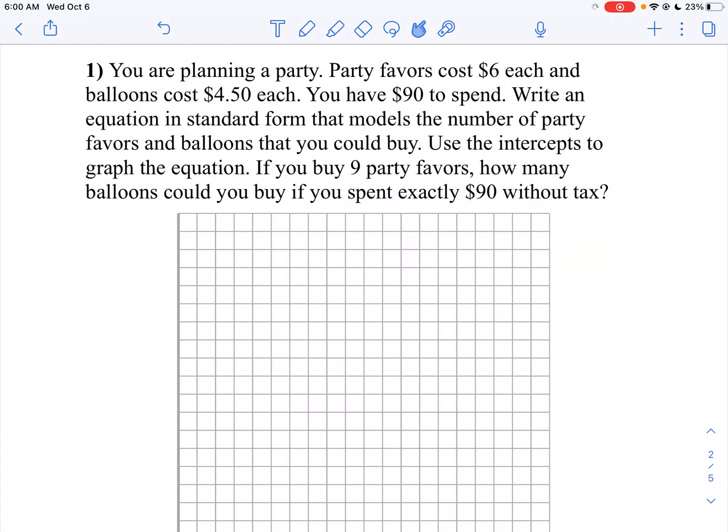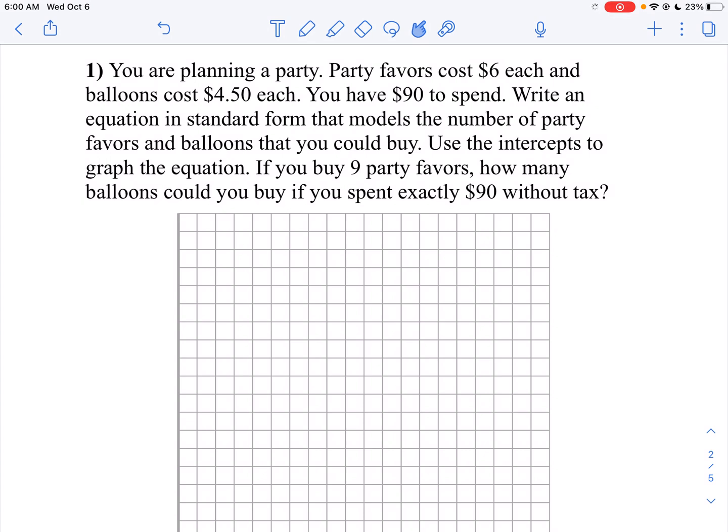Here we have an application problem. So you're planning a party. Party favors cost $6 each, and balloons cost $4.50 each. You have $90 to spend, that is your budget. Write an equation in standard form that models the number of party favors and balloons you could buy.